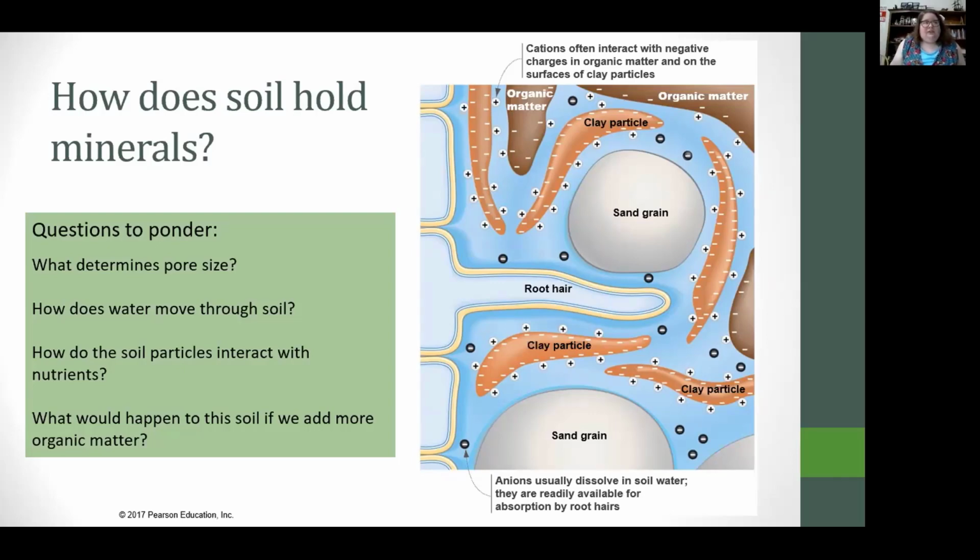So when we look at texture, we often only think about what's happening with water, and that the sand grains make bigger pores, so more water goes through. But we also want to think about nutrients, because the clay pieces are really important for that.